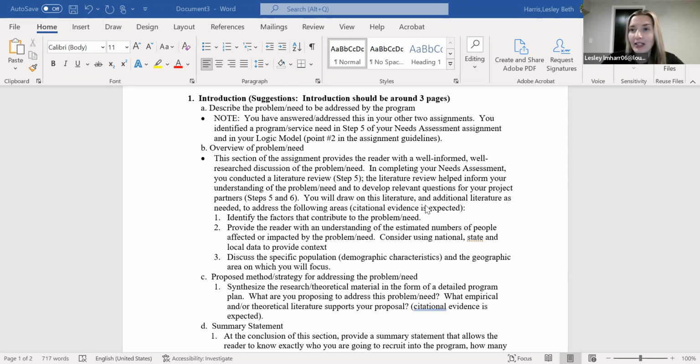This can look different across different projects, but look at local, state, national, and potentially even global data related to your issue of concern that you're trying to address. You're going to talk about the specific population, your population of focus. Make sure that you include demographic characteristics as well as the geographic area that you wish to focus on. Remember, this is an online course, and I have students that are internationally placed within this course. So we really need to understand the cultural context and geographical context around the program which you are developing.